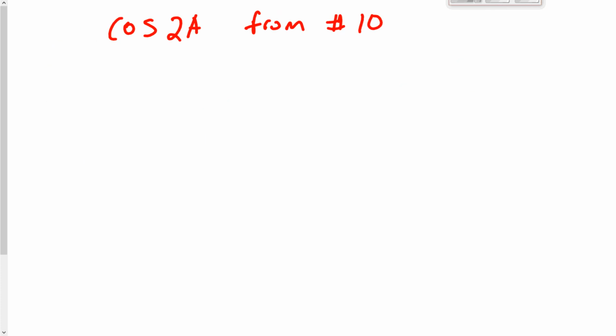Okay, so now we want to find cosine of 2A from number 10. And so cosine of 2A is 2 cosine squared A minus 1.